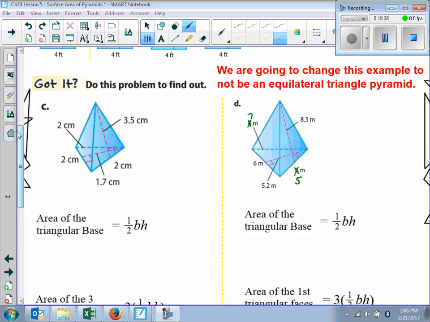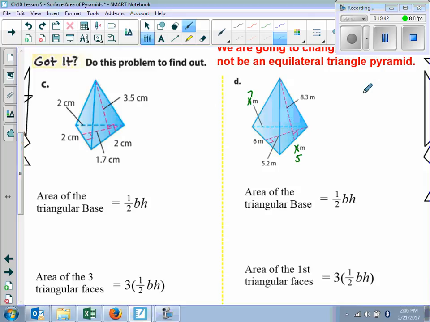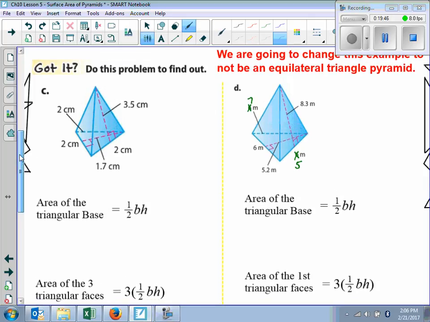Okay? So the first thing we want to do is to find the area of the triangular base.